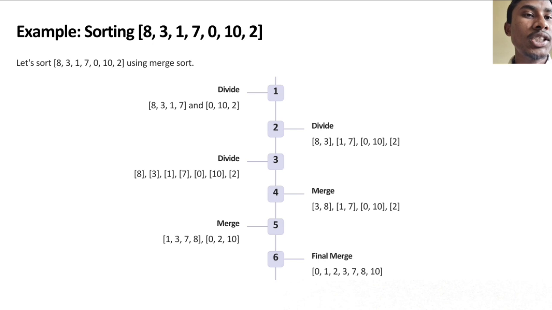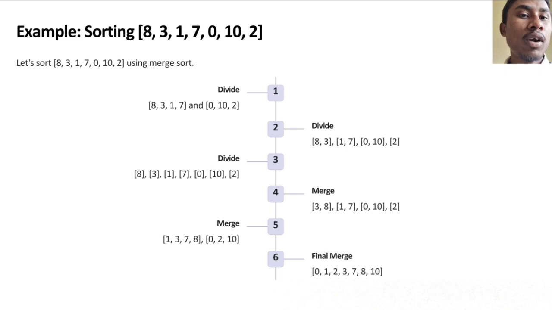Again, what is step 2? Step 2 is to divide these two subarrays again into subarrays. Then we get 8, 3 as one array, 1, 7 as another, 0, 10 as another, and 2. Because 2 has only one element, we get only 2. In the third step, we again divide the elements. Then we get single elements: 8, 3, 1, 7, 0, 10, 2.